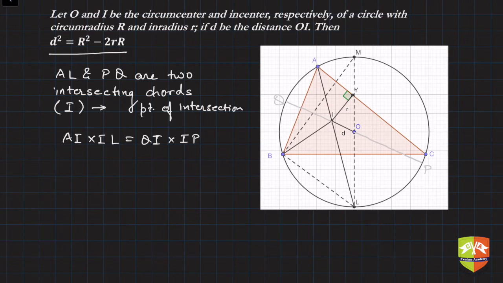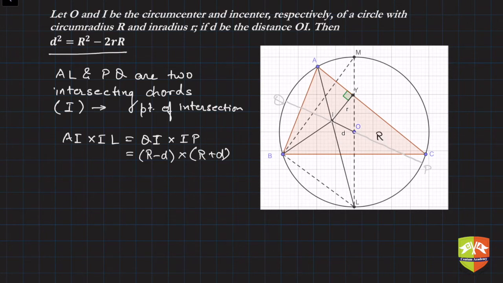Then if you see, OP here is capital R. If I have to mention, this is capital R, and this is d. So you can figure out QI will be clearly capital R minus small d, and IP will be capital R plus small d. If you see this QI, this whole is R, minus this d, is R minus d. And this part is clearly R plus d without any doubt, correct?